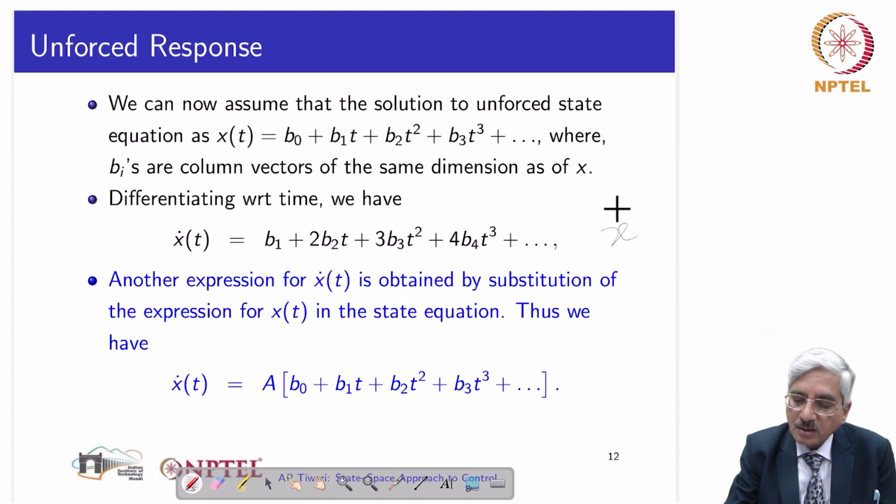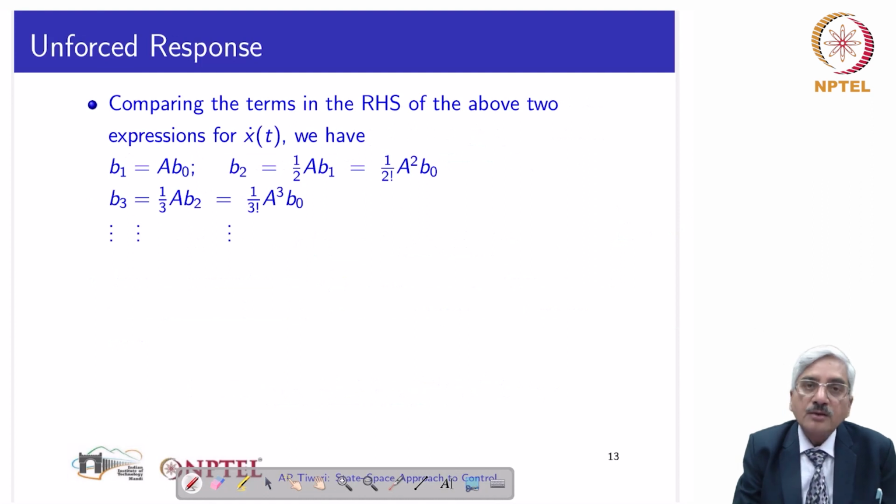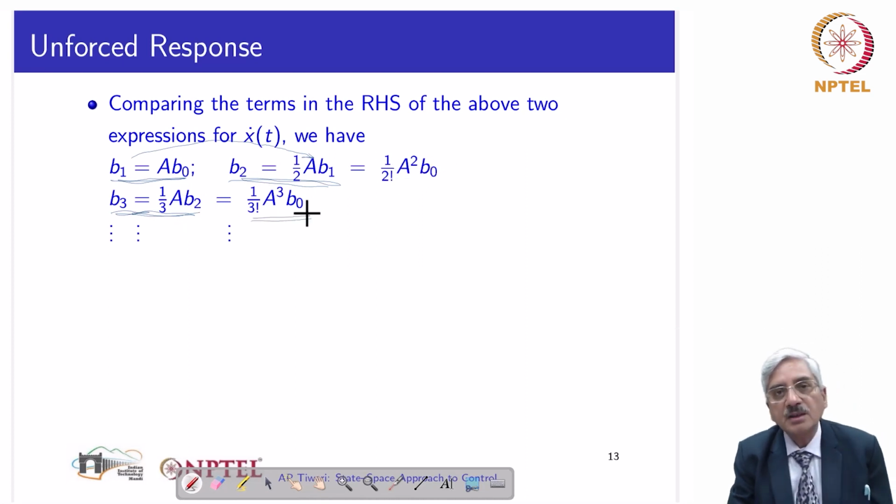So in that x dot equal to Ax, we substitute x as this assumed solution. So we will get A into b0 plus b1t etc. Now we have two expressions for x dot. One is this and other is this. So we can compare the different terms, and by comparing we will obtain b1 as A b0, b2 as half A b1, which after substituting b1 we will get 1 by factorial 2 A square b0. b3 will be obtained as 1 by 3 A b2, and again b2 is substituted in terms of b0, so it will give 1 by factorial 3 A cube b0.